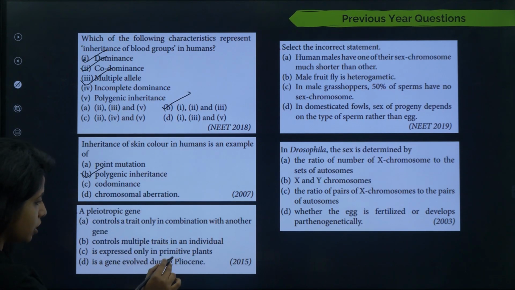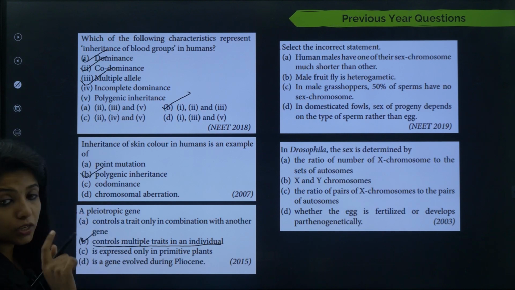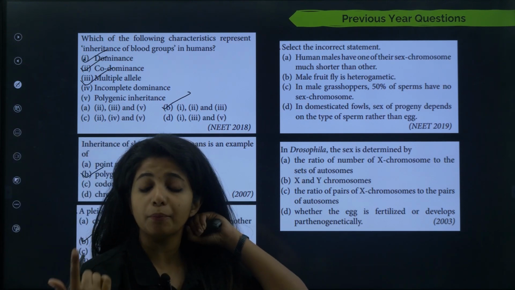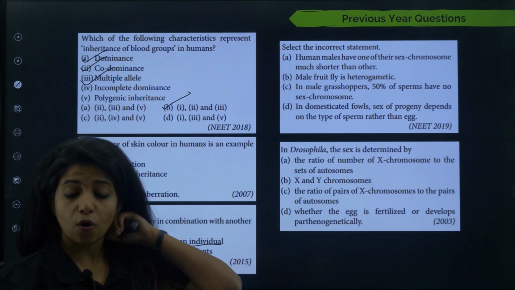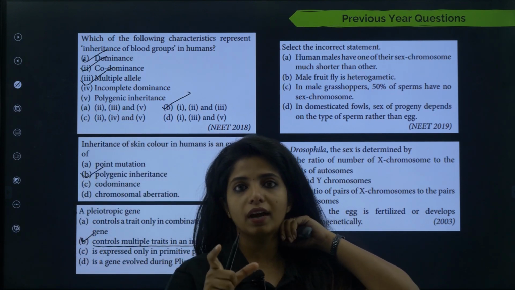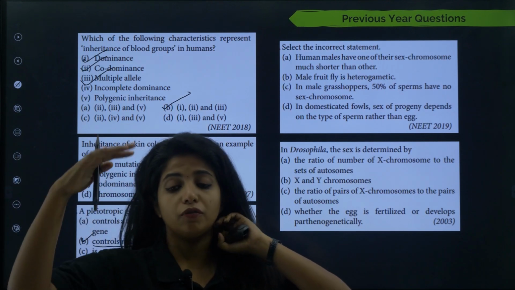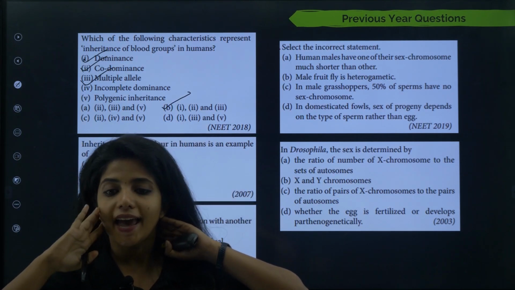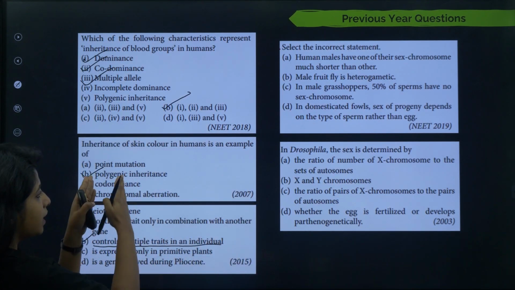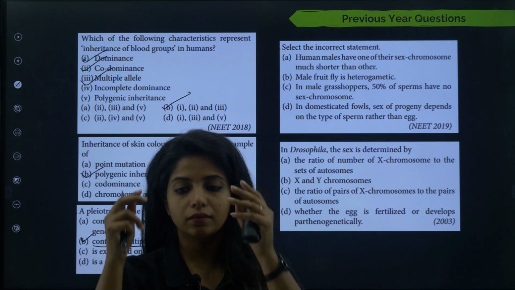Now, pleiotropic gene, what does it control? It controls multiple traits in an individual. There will be one gene that will be controlling multiple traits. Example, phenylketonuria is caused by this particular gene, which is not producing what? Phenylalanine hydroxylase. And also it is responsible for less pigmentation of skin and hair. But please don't get confused with this and this. The skin color is majorly set by the polygenic multiple genes.